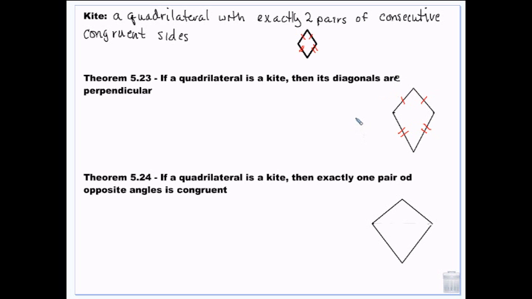Got cut off. Okay. If you have a kite, then the diagonals are perpendicular. So if you put in the diagonals, they're perpendicular. Okay. So right, if you have a kite, oh, my typing was apparently way off.